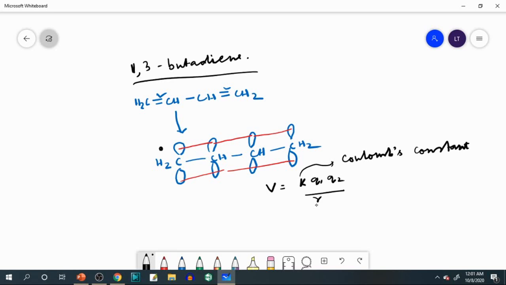Okay, so potential energy depends upon R, and it also depends upon the charge. Now this Coulomb constant is also given by 1 by 4 pi epsilon. I think you all know these things from your higher secondary classes. So this is actually the potential energy.